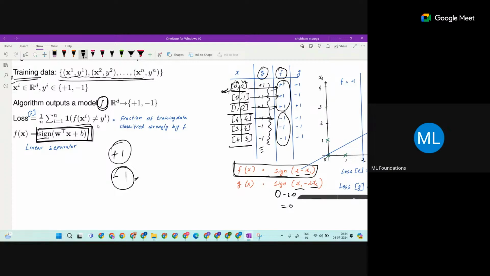It may affect, so it depends. This is just one example, not any real-time model. This is just an example. Okay, sir.